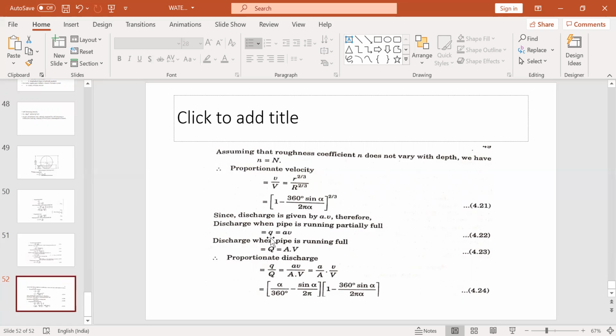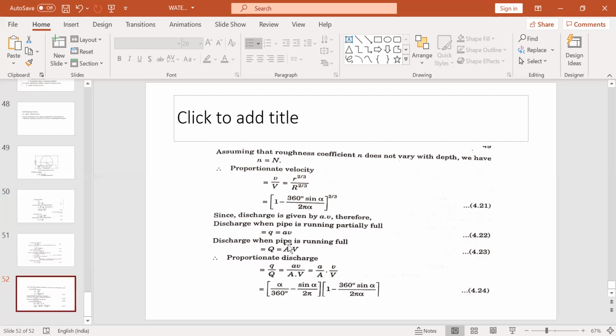Now again using this formula, small q equals small a into small v, capital Q equals capital A into capital V. Again proportional discharge, small q by capital Q, is small a into small v by capital A into capital V. With proportionate area into proportional velocity, you just multiply, you get proportional discharge. So in each of these formulas, we can find every proportionate parameter, whether it is proportionate depth, proportionate area, proportionate perimeter, proportionate hydraulic mean depth, proportionate velocity, or proportionate discharge. These are the 6 parameters you need to find. All you need to know is only the angle subtended at the center, alpha.